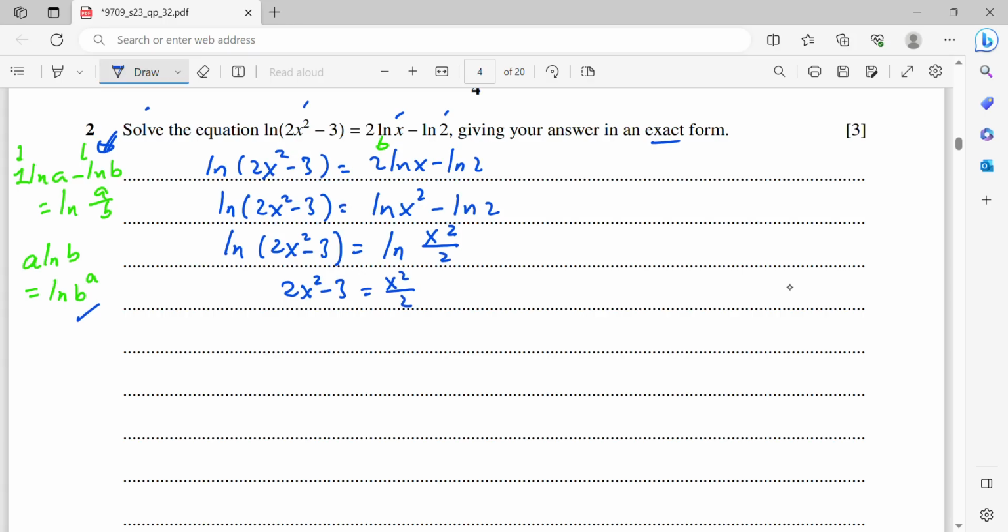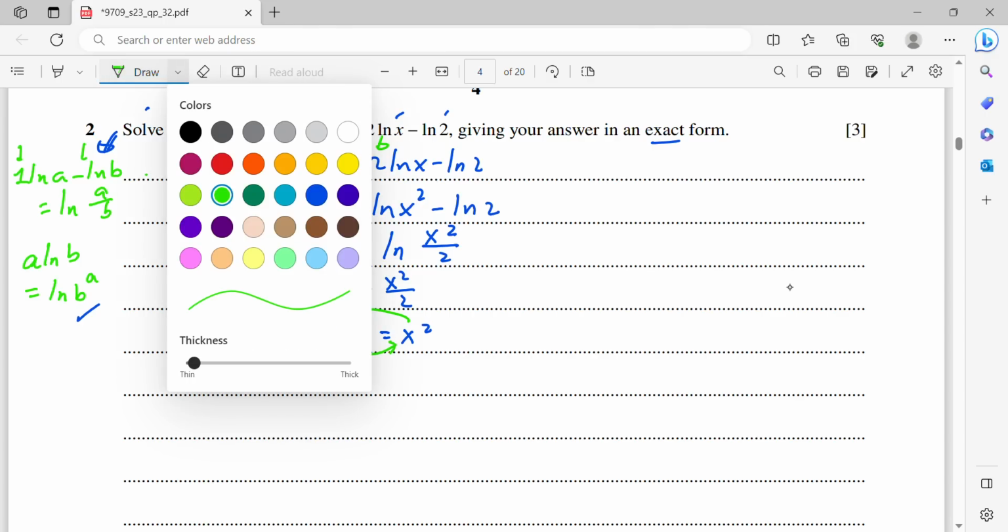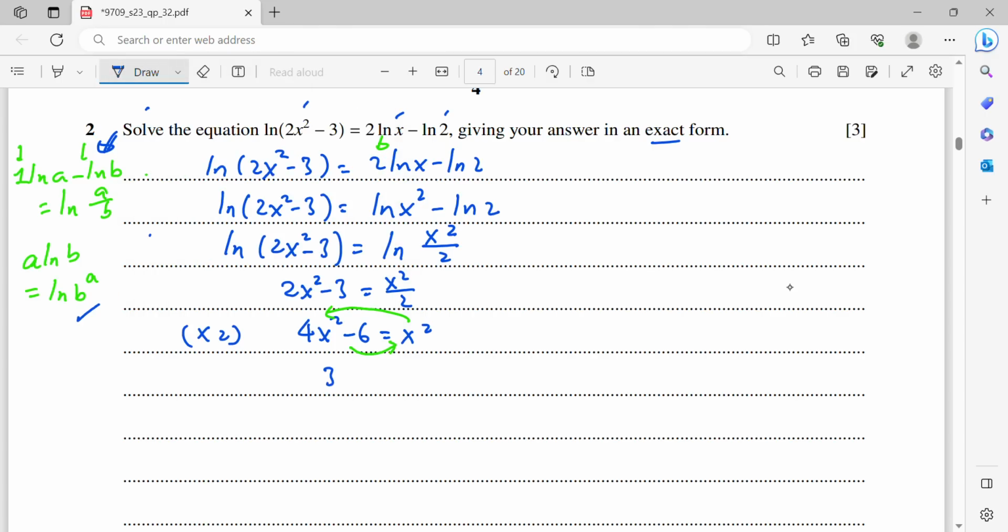Then from here, I multiply the whole equation by 2. Then I will be getting 4x squared minus 6 equals x squared. So by moving the x squared to the left hand side and the minus 6 to the right side, I will be getting 3x squared equals 6. So your x squared will be 2. Now, by right, your x will be plus minus square root 2.